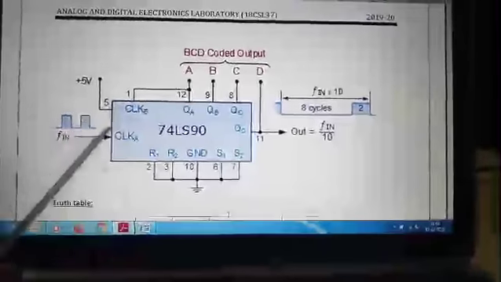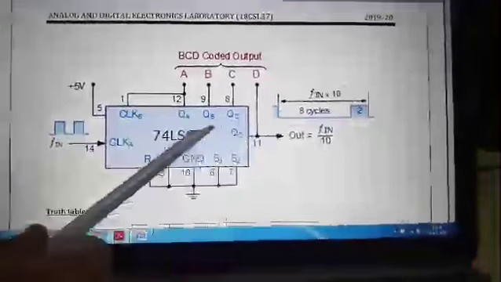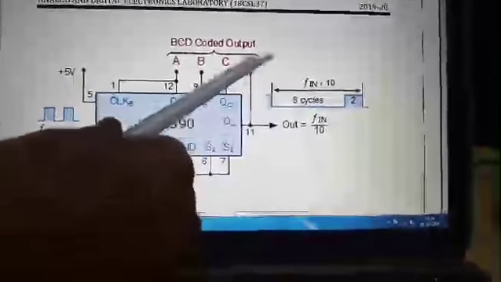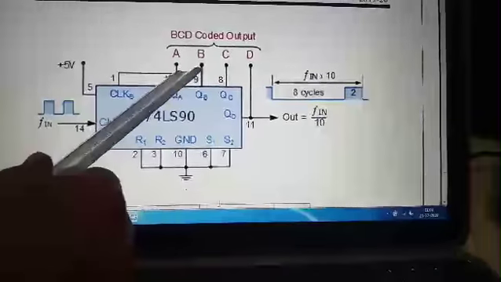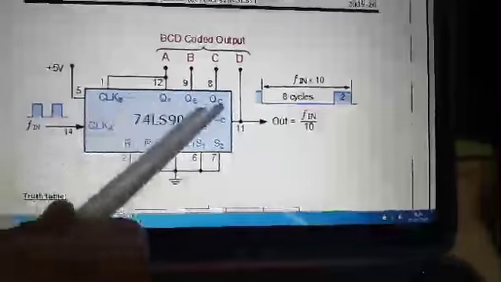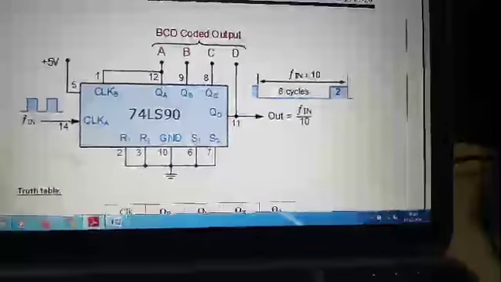Pin 14 is clock. Since it is asynchronous, the output of the previous state will be given as input for the next state, meaning the clock for the next state. That's why 12 and 1 are connected. Here A, B, C, D are all the outputs. So this is the truth table.